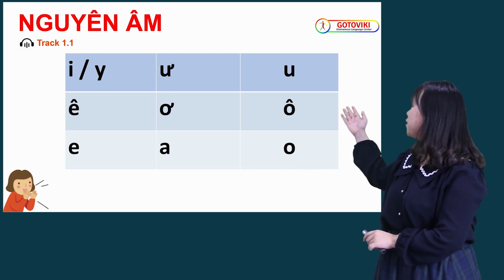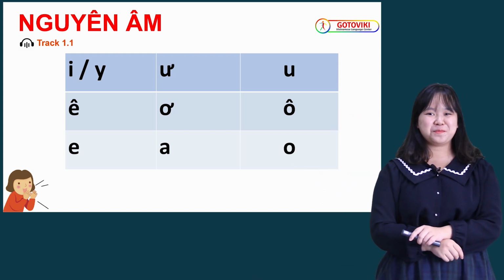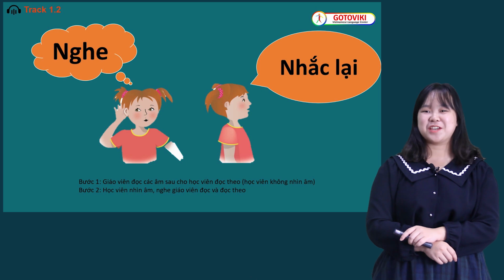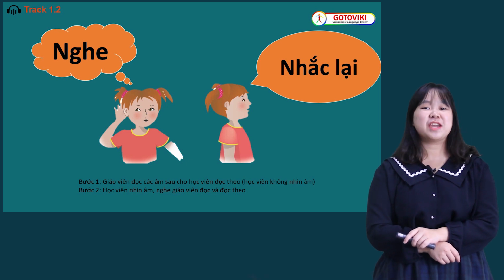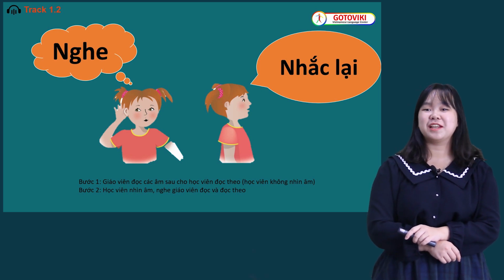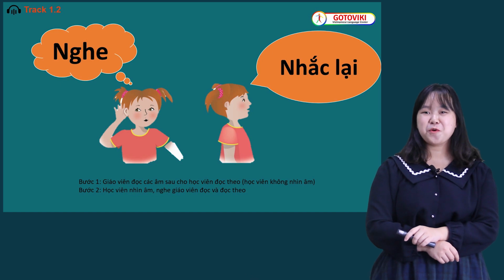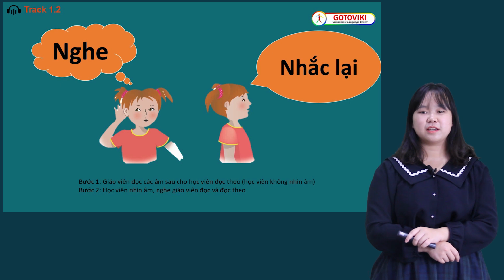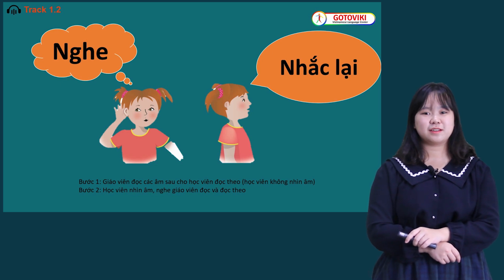Okay, here we have the vowels that we study today. But now, do not look at the table. Just listen and then repeat after me so that you can perceive clearly the vowels. And now, we will start with the first 3 ones. E, E, E. Tiếp theo, Ư. Tiếp theo, U.